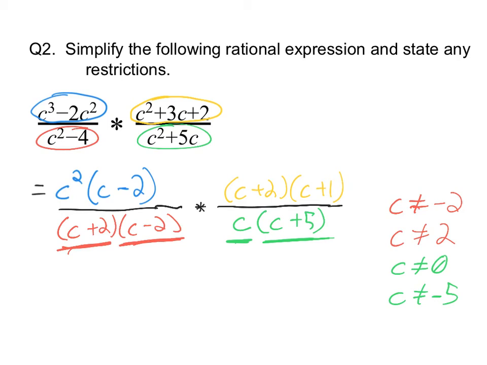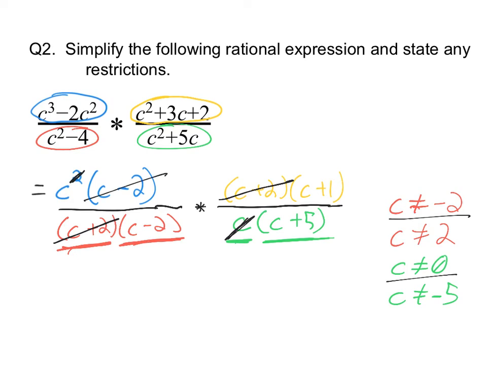Now that I have identified my non-permissible values, let's see how much we can simplify this expression. So I have a c plus 2 in the numerator and denominator. Those two will divide to give me 1, provided that c is not equal to negative 2. I have a c squared in the numerator and a c in the denominator. C squared divided by c will leave me with c, provided that c is not equal to 0.